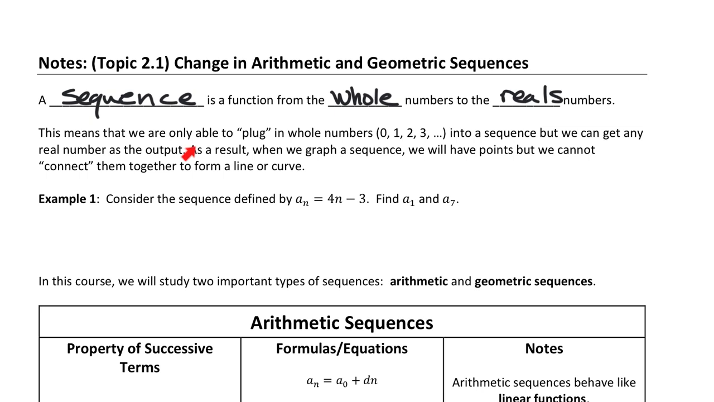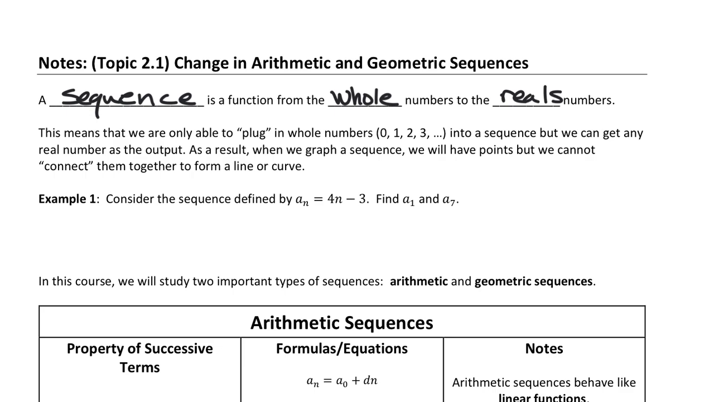So our outputs can be fractions, can be decimals, but our inputs are only going to be discrete values of whole numbers. Since they're discrete, they're just going to be dots, not connections. So avoid the temptation to play connect the dots here. This is a discrete function in a sequence, not an actual function like we've been using in other classes.